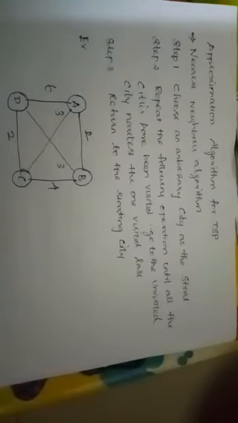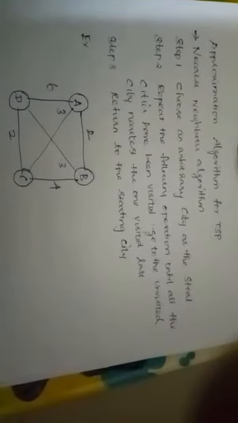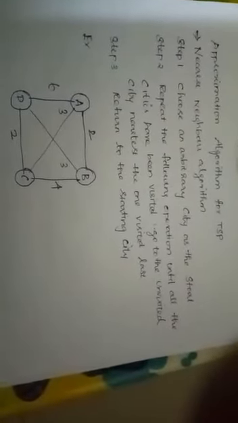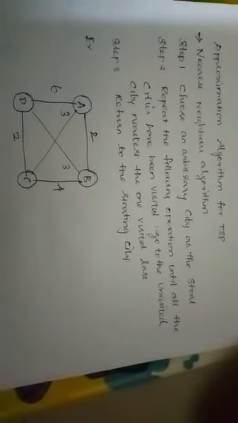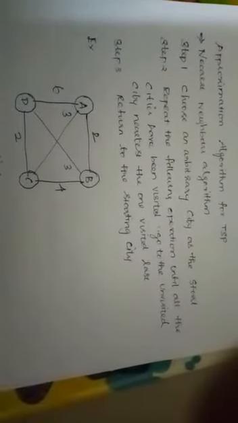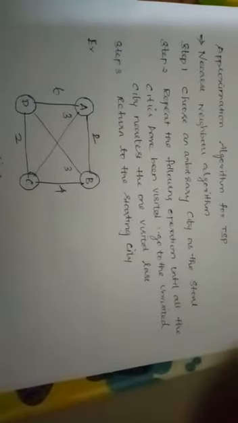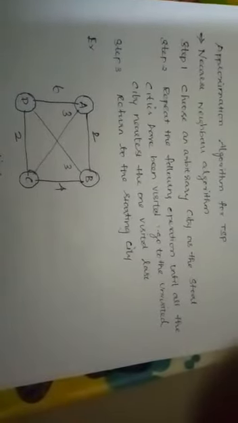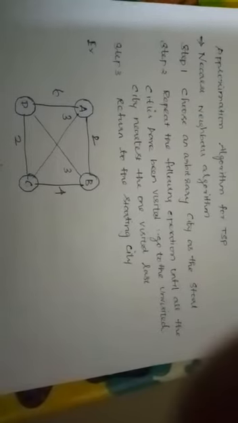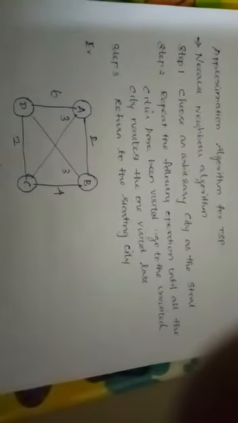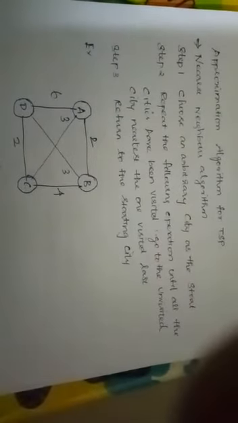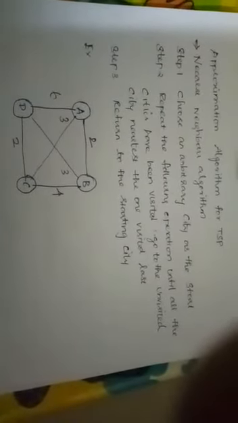Go to the unvisited city nearest to the one visited last. So how are we going to visit the next city now? From the current city we are going to visit the next one that should not be visited already. Third step, return to the starting city. Why? Because it is a traveling salesman problem, where we started at the same node we have to end. That is the concept.